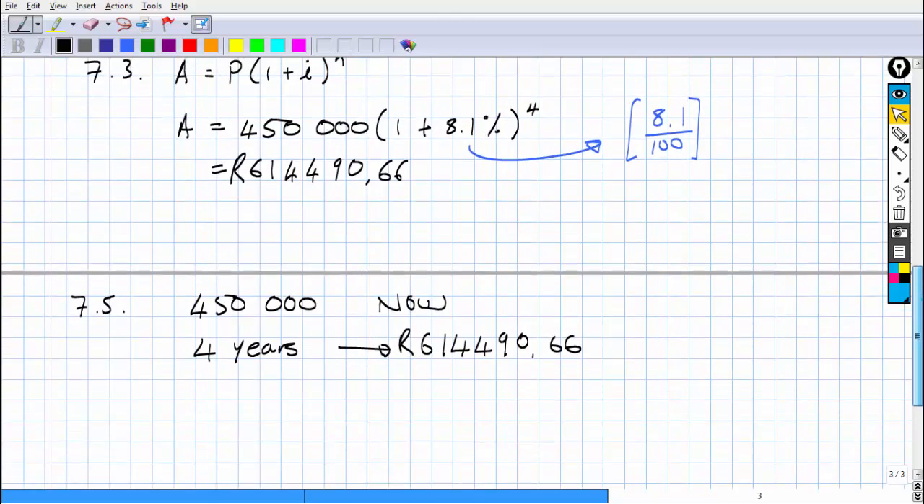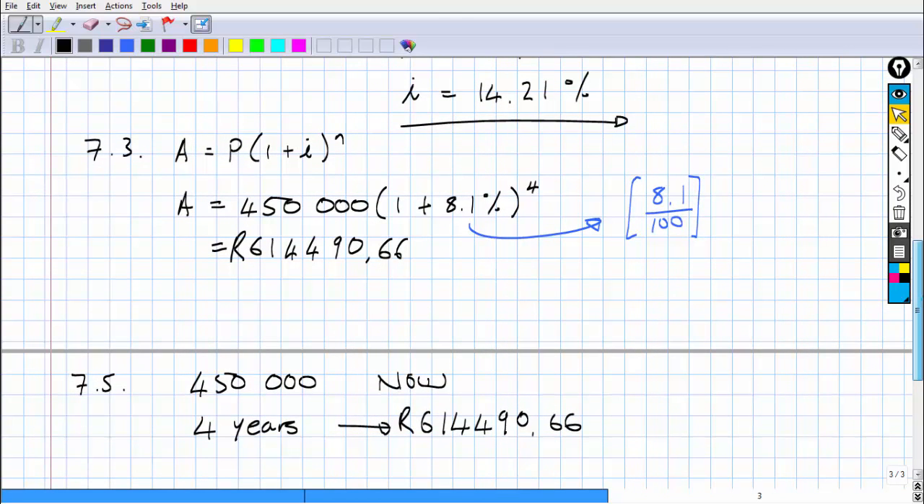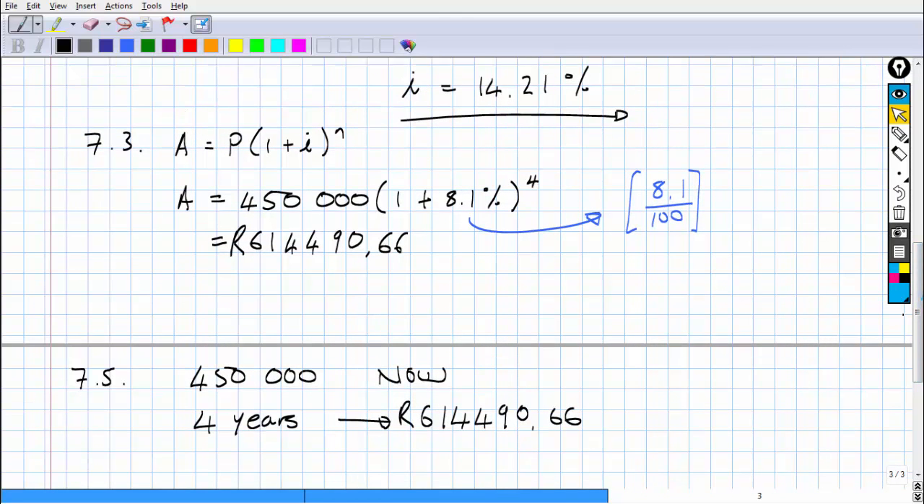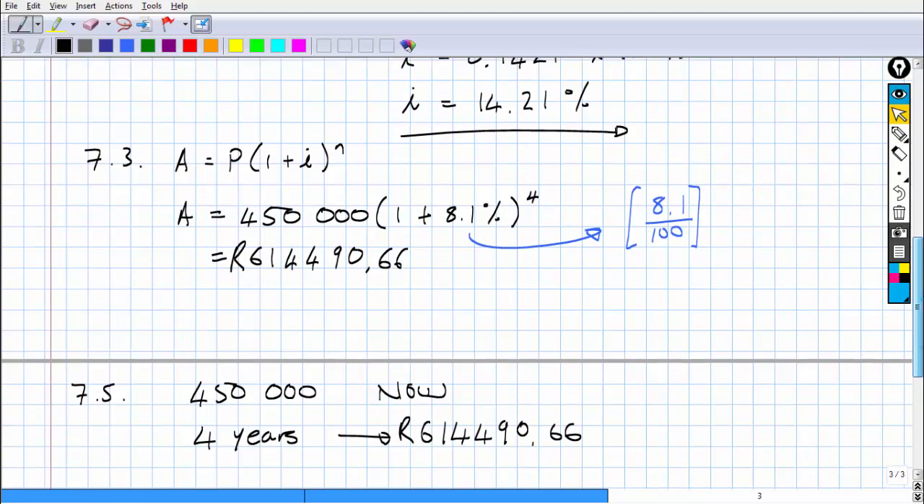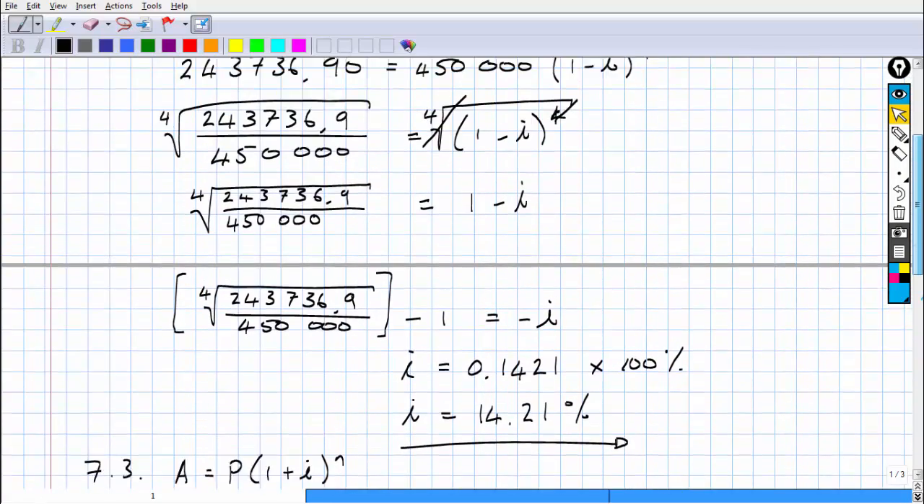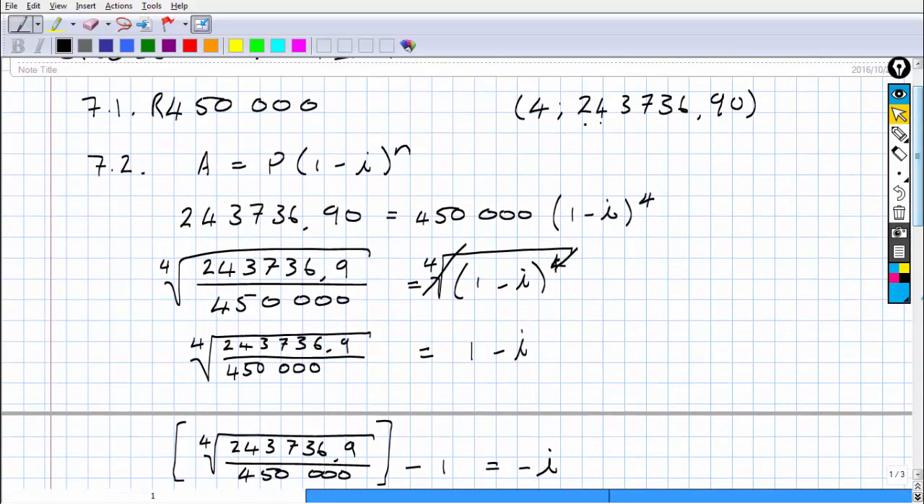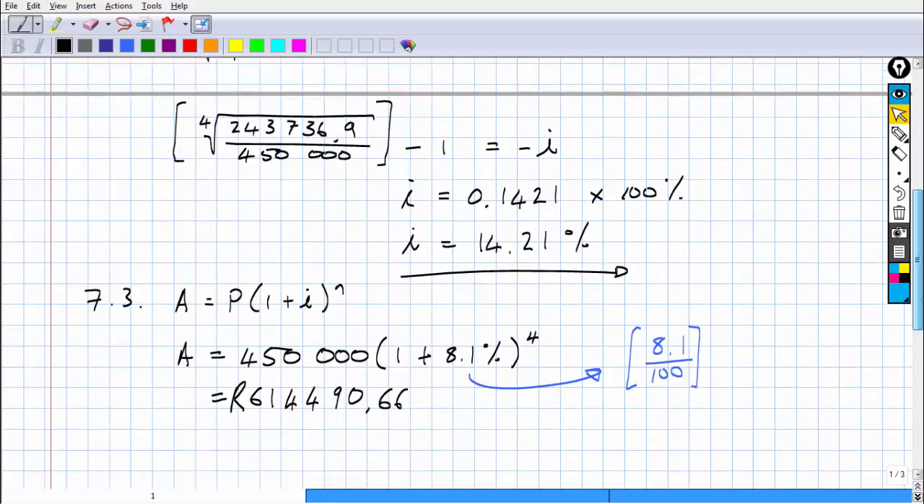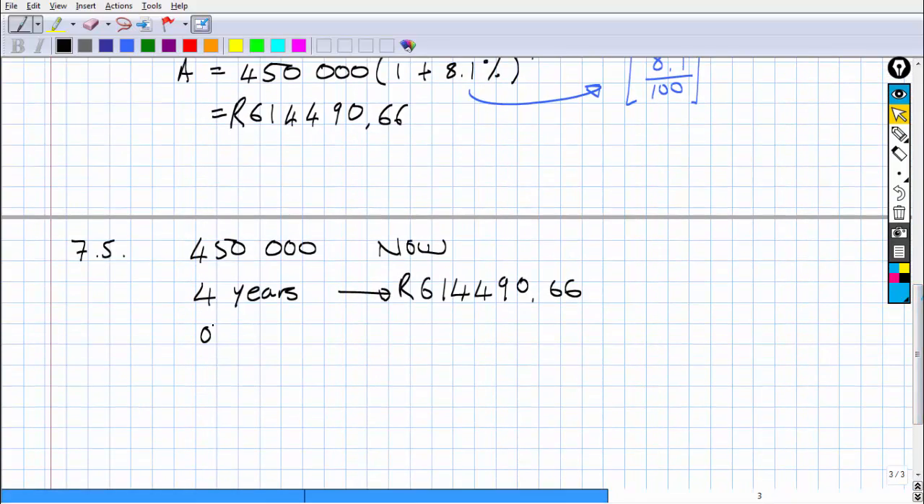And how much deposit are you going to put down, right? So it says it must be replaced, so we're going to trade it in, because it says the vehicle will be used as a trade-in. So we say, well, how much will it be worth in 4 years' time, your old vehicle? And it told us in the story, that old vehicle is going to be worth, and we got 243,736.90. So that's how much the old vehicle is going to cost.